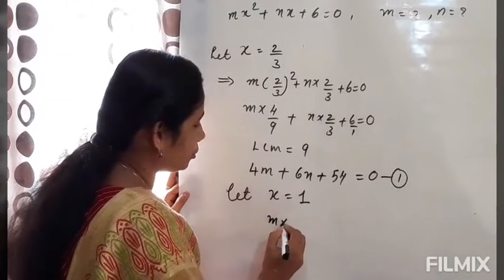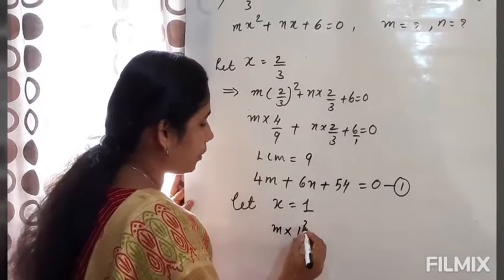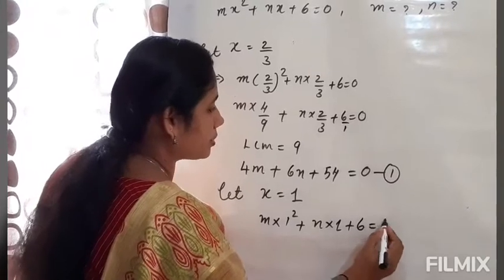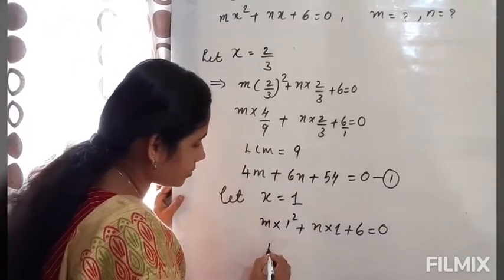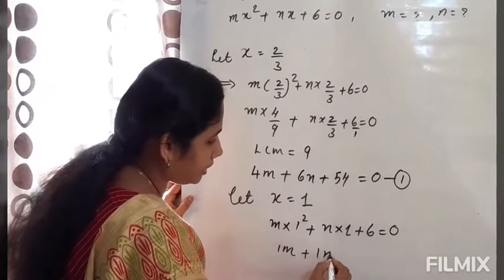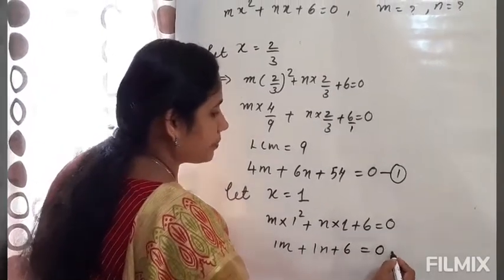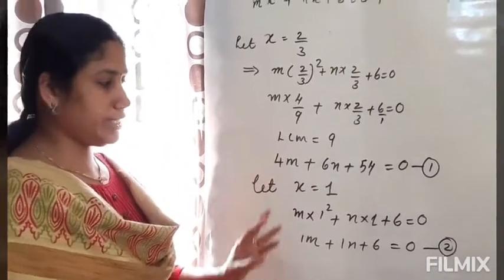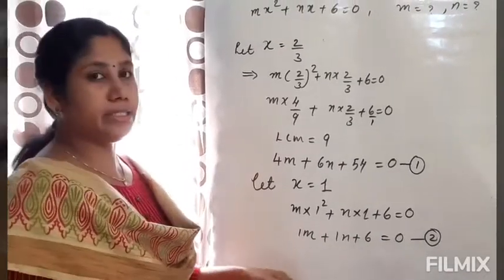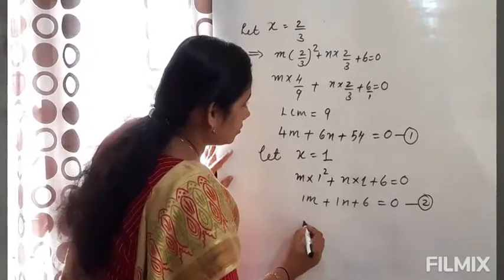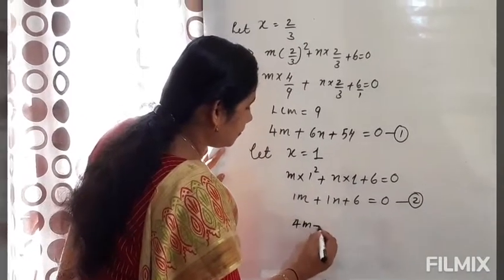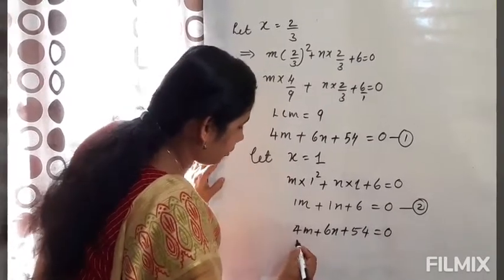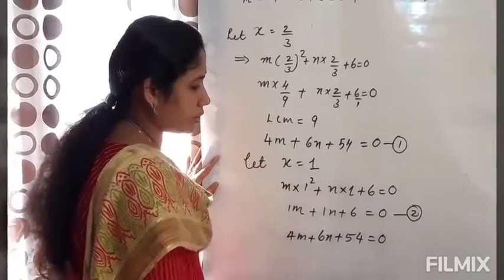That is m into x square. That means m into 1 square plus n into 1 plus 6 equal to 0. 1 square is 1. So 1m plus 1n plus 6 equal to 0. This is the second equation. We can solve these two equations by writing them together and find m and n. 4m plus 6n plus 54 equal to 0. Second one, 1m plus 1n plus 6 equal to 0.